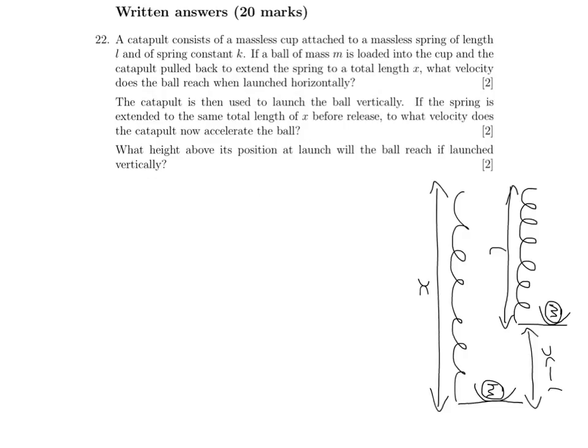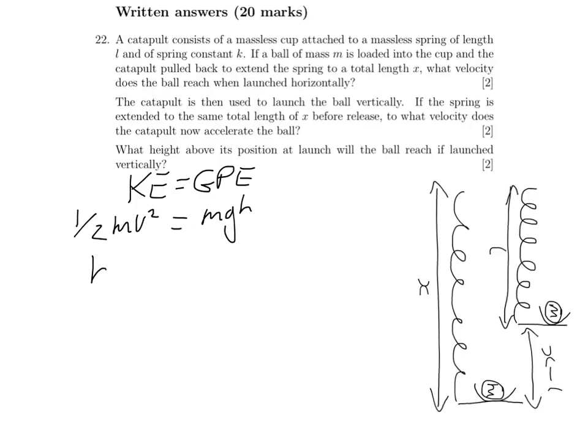In the last part of this question we need to find the height that the ball reaches when it's fired vertically. To do that we're going to use the kinetic energy that the ball has when it leaves this massless cup, and equate that to the gravitational potential energy. So our kinetic energy, half mv squared, is going to equal the mass times acceleration due to gravity times the height. The height is what we're looking for. If we rearrange this, the m's cancel, so we end up with the height equal to the velocity squared over 2 times acceleration due to gravity.